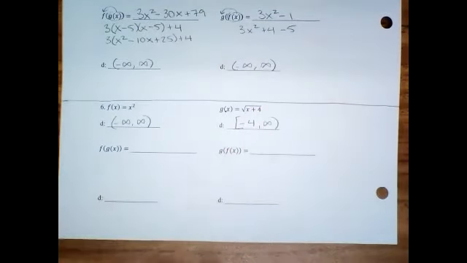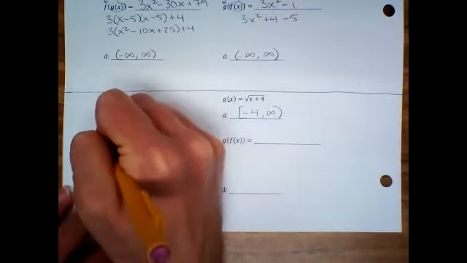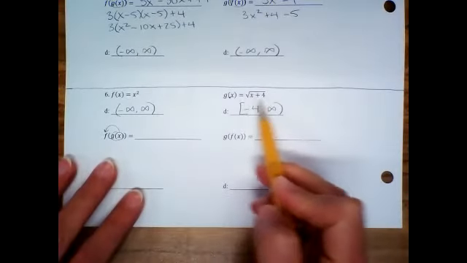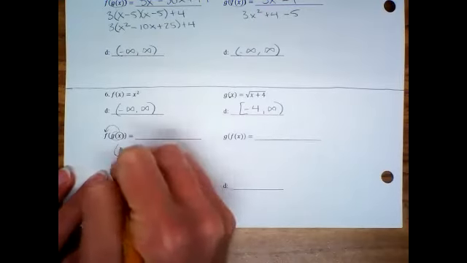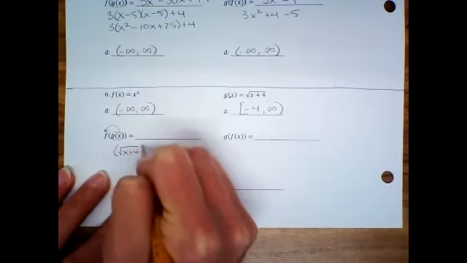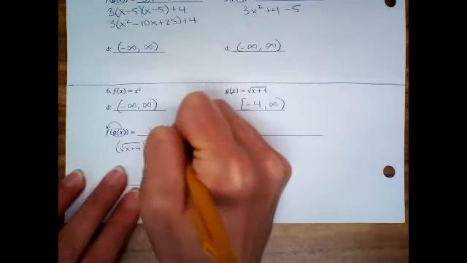-4 to infinity. All right, so for f of g, g gets plugged into f. That means this square root of x plus 4 is getting plugged in over here. So what's going to happen there? If they cancel, good, you just get x plus 4.